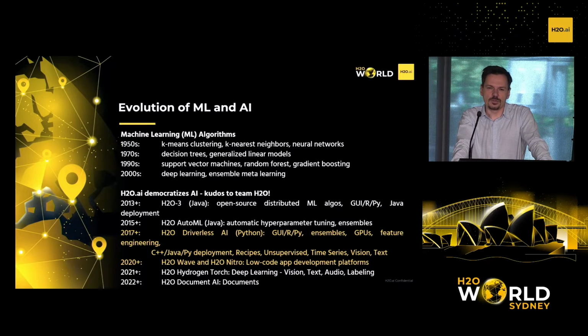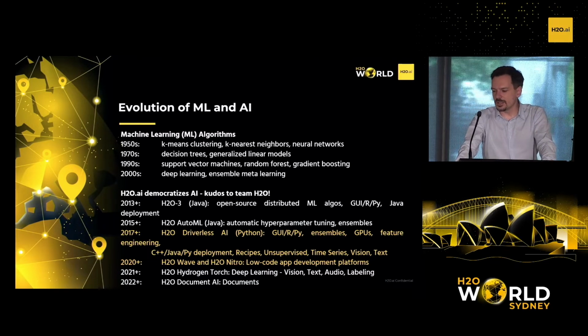What about hyperparameter tuning, right? We need to tune parameters for, let's say, a gradient boosting machine, for example. How many trees to train? What kind of learning rate to apply? What kind of regularization to apply? That actually brought us to the second iteration, which was H2O open source AutoML.